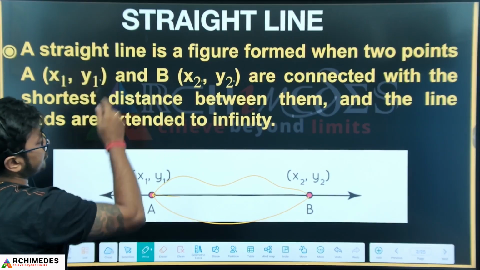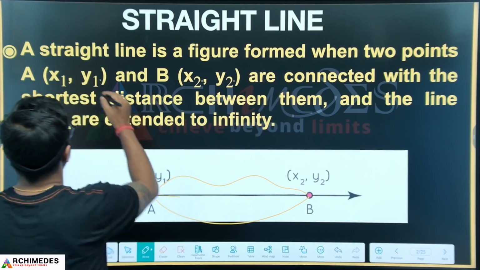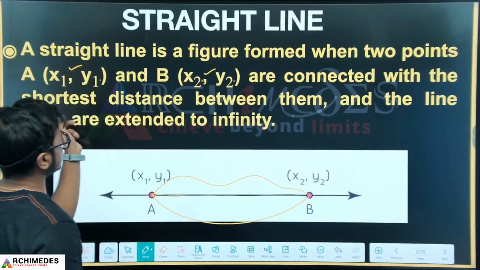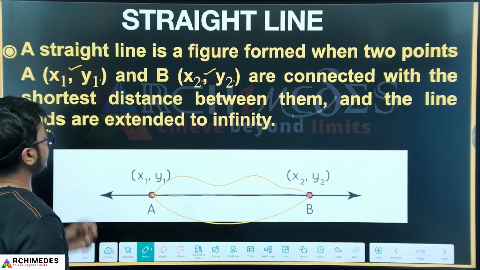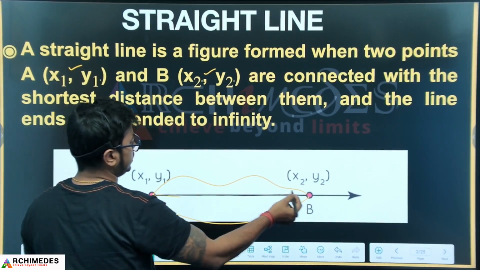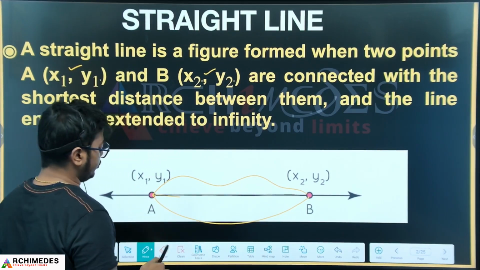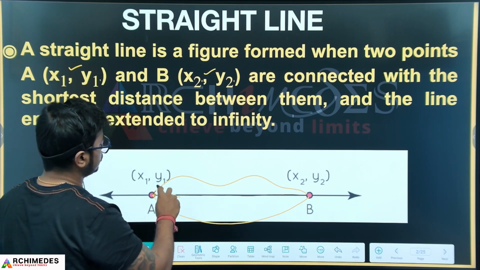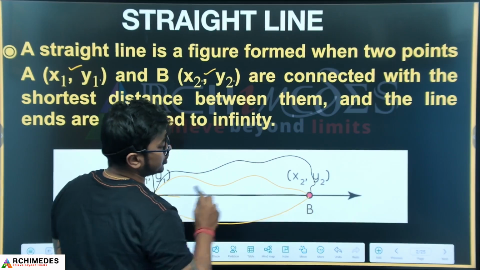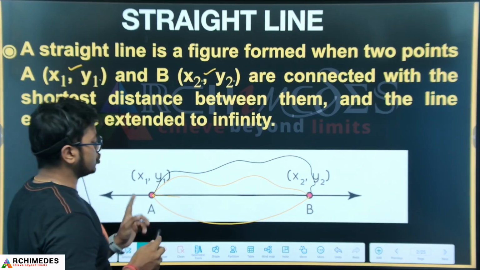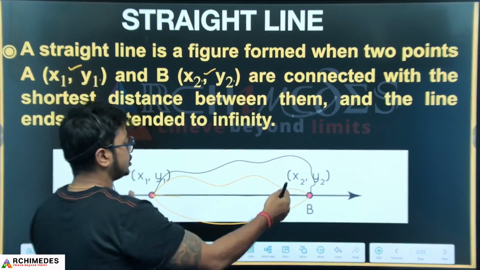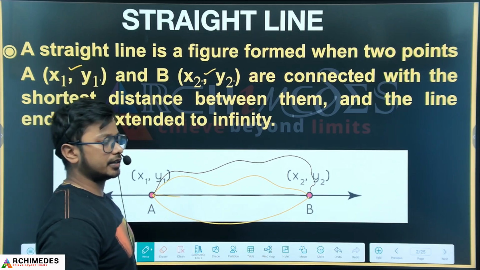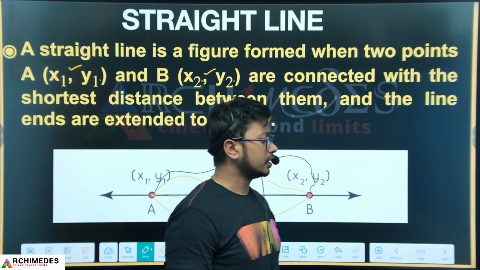That means the straight line is a figure formed when 2 points, suppose (x1, y1) and (x2, y2), are connected with the shortest distance between them, and the line is extended infinitely. Whenever there are 2 points in a plane, you can join them in many ways, this way also, but that is not the straight line. You have to join the 2 points in such a way that the distance is the least. That figure is known as a straight line. Clear?